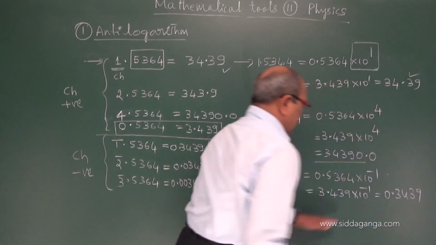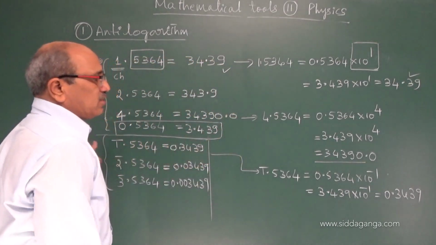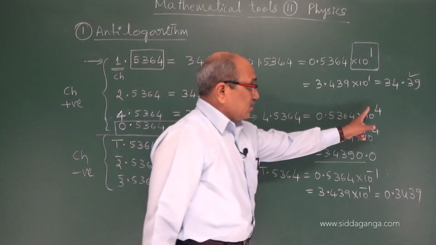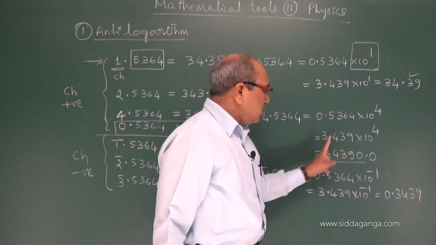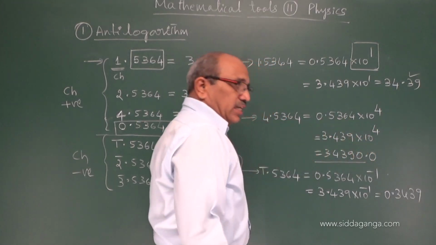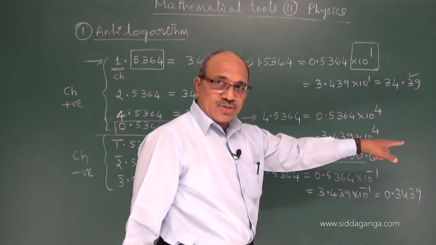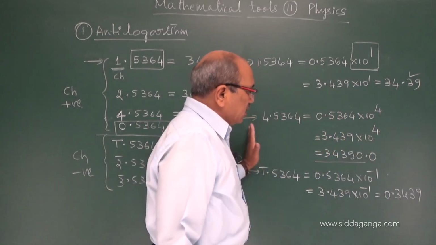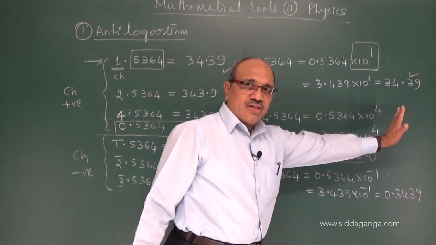0.3439. I hope you know this at least correctly. Minus 1 means the decimal point shifts leftward. That logic must be known. If the power of 10 is positive, the decimal point moves towards the right. If negative, the decimal point moves towards the left. You have to shift the decimal point. To remove the negative power, you bring it left. To remove the positive power, you take the decimal point right.